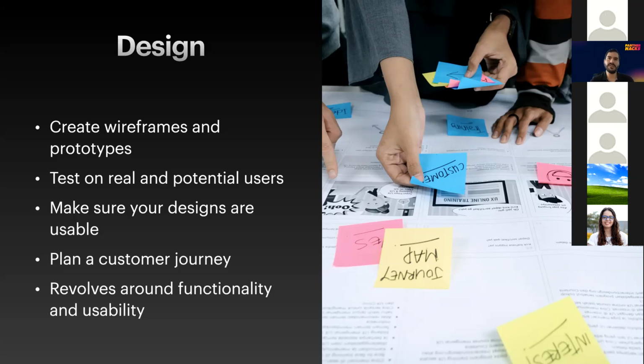It can be disorienting, and it can sometimes create a really bad experience for the user. So the design of your product really revolves around functionality and usability rather than the colors and the pictures and all of that. Those are kind of secondary things, but at the very core, you need to think about how your product is usable and also the functionality of it.